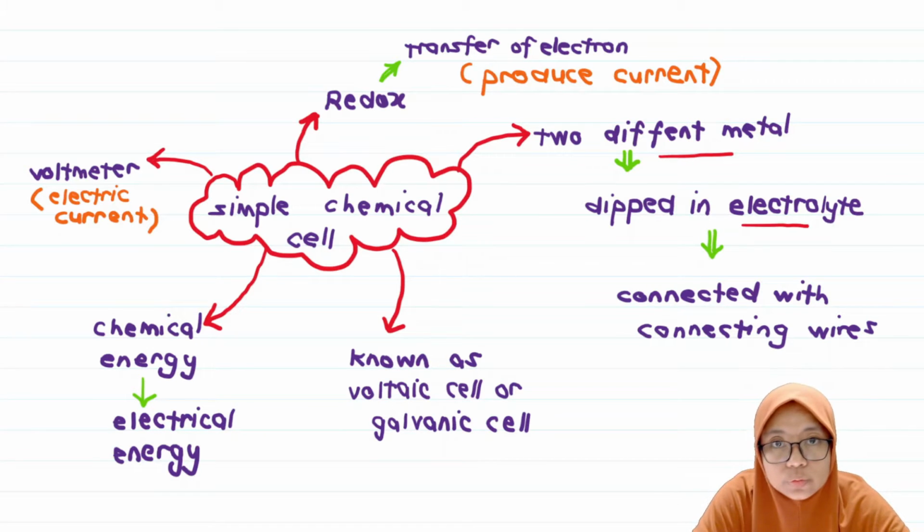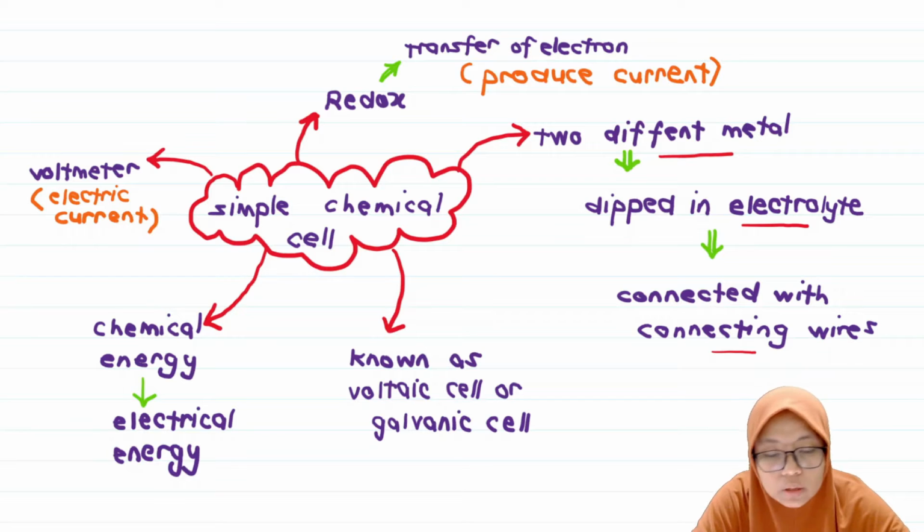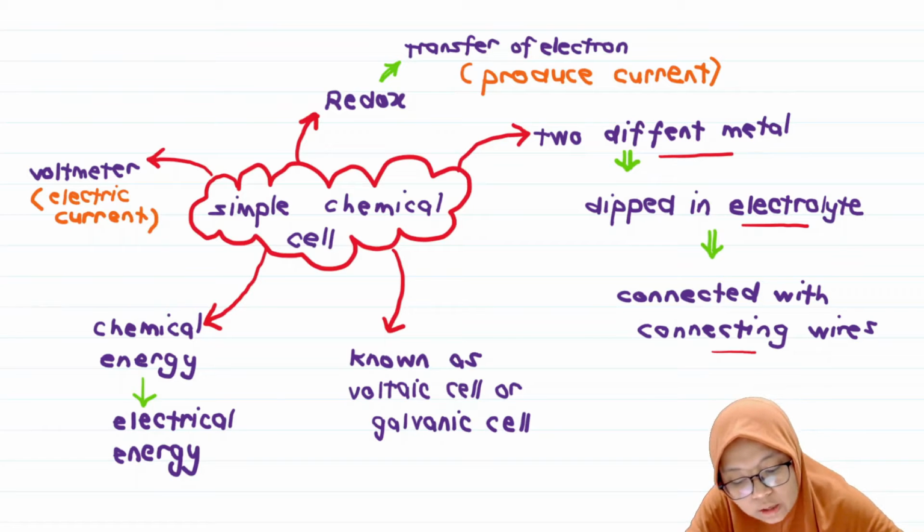For those who haven't read about electrolyte, an electrolyte is a substance that can conduct electricity in molten or aqueous state, and connected with connecting wires. So the connecting wires are the wires that connect between the two electrodes. It is also known as Voltaic cell or galvanic cell.